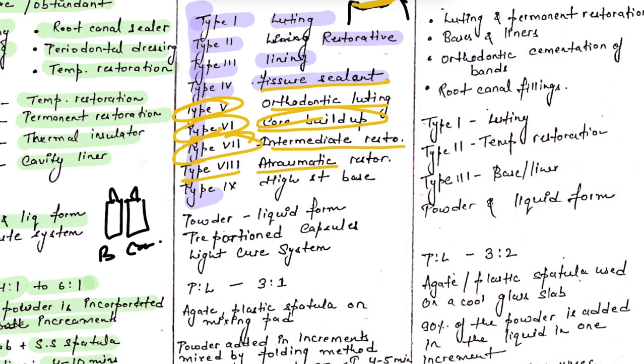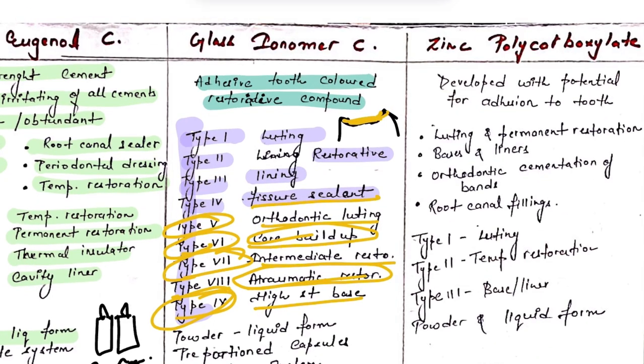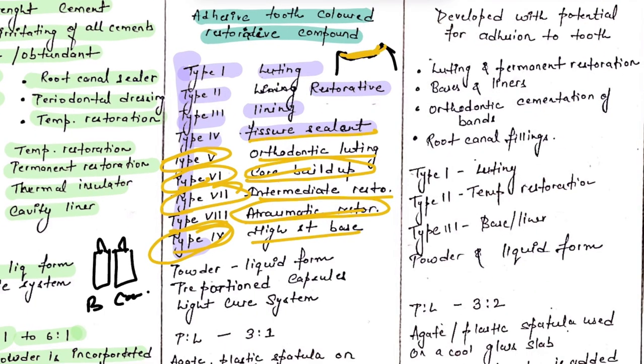Type 8 is atraumatic restorations. So in case of any fracture and everything, we use that. And type 9 is high strength base. Okay. So these are all the uses along with the classifications of this glass ionomer cement. There are 9 types and 9 uses.